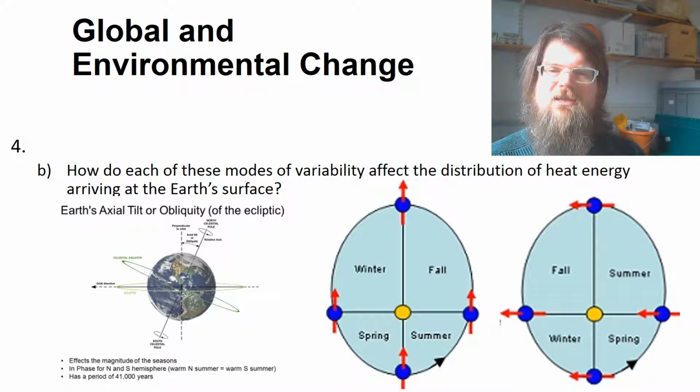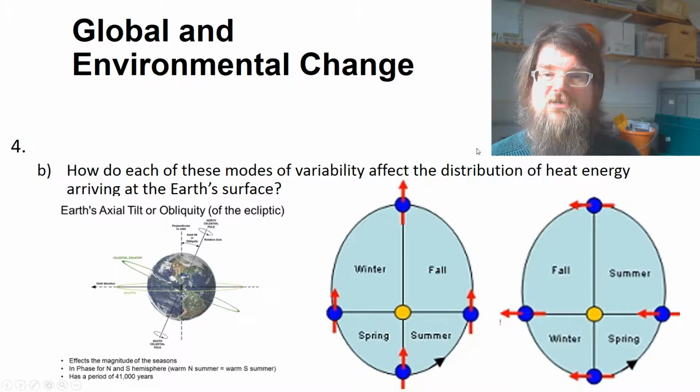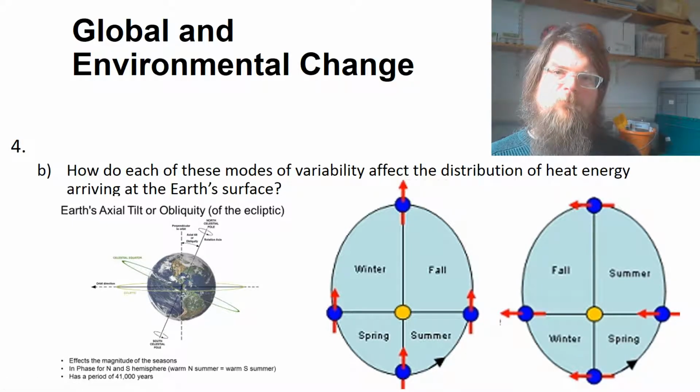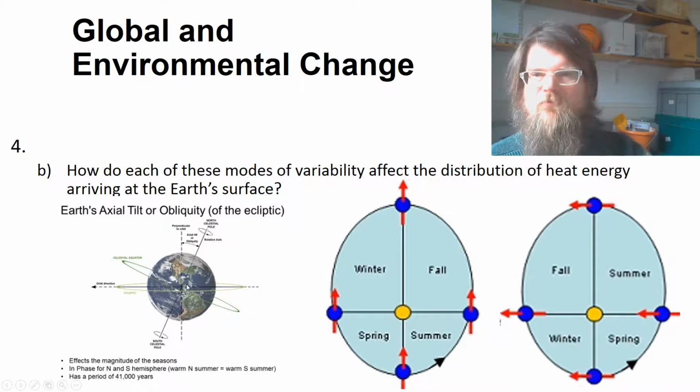But hopefully you can see that the effect of precession is to also change the magnitude of the seasons, because it determines where in this ellipse summer or spring happens for a particular hemisphere. The important point is that it's different for the southern and the northern hemisphere. Whereas with axial tilt, when you tilt it over more, you will get a warmer summer in both the north and the southern hemisphere.